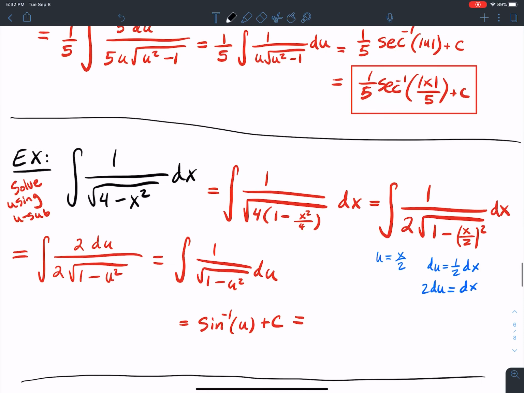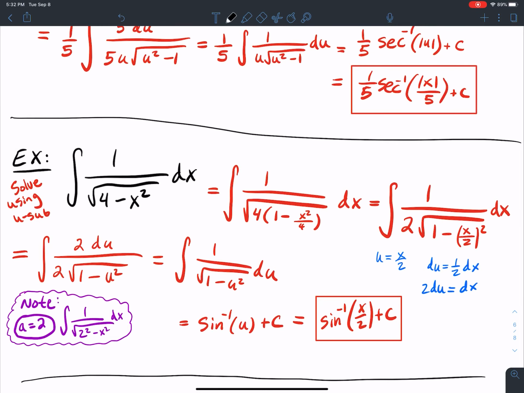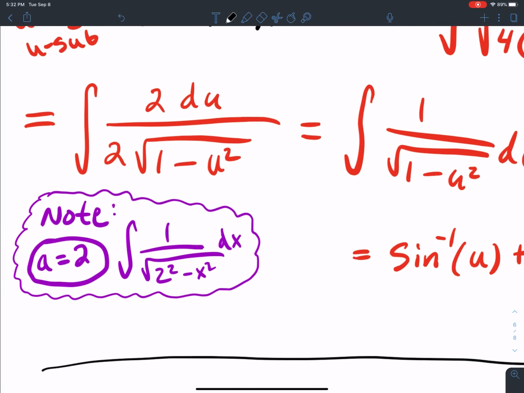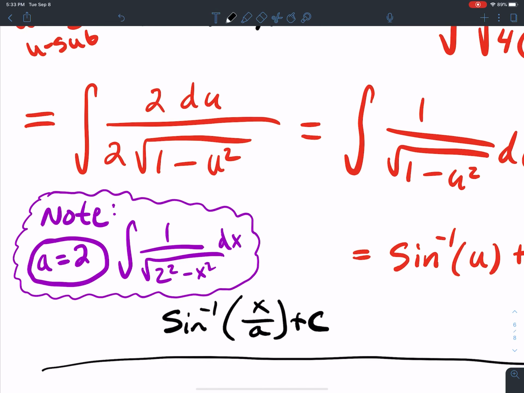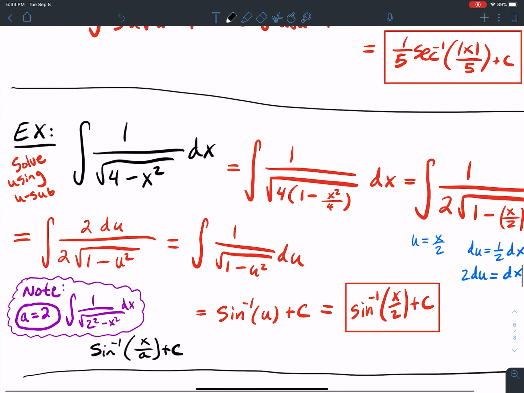But remember, u was equal to x over 2, so I replace that with that right there. Okay? And so once again, this would be one of those rules where a was equal to 2. And so I have the sine inverse of x over a plus c. And so I literally replace the a with the 2 there for the quick way.